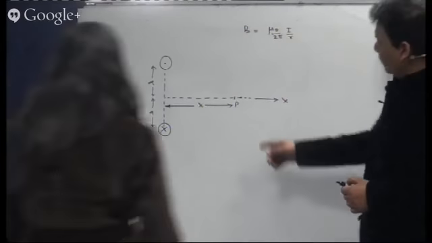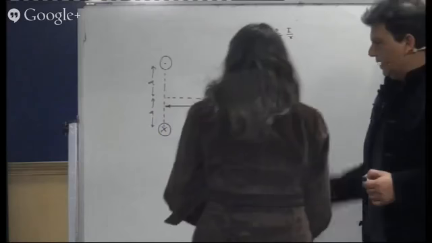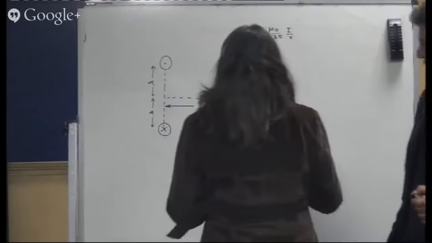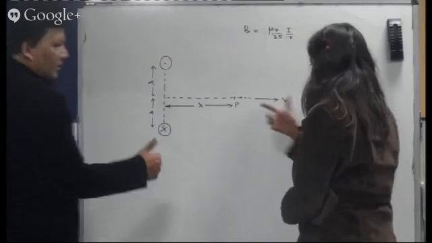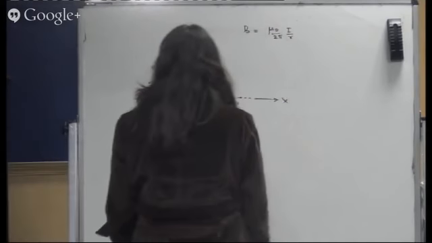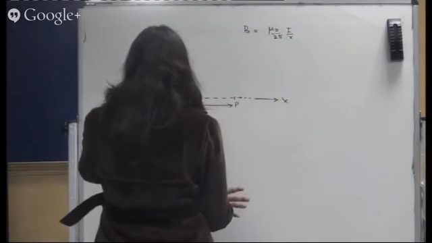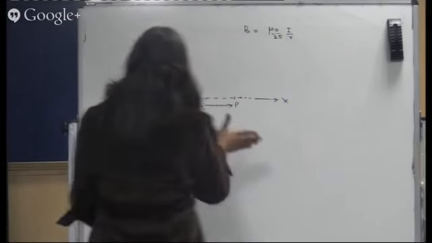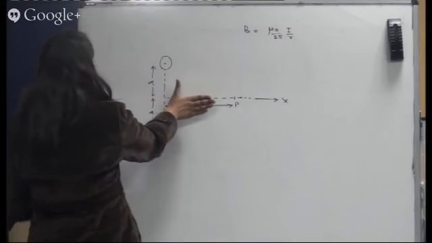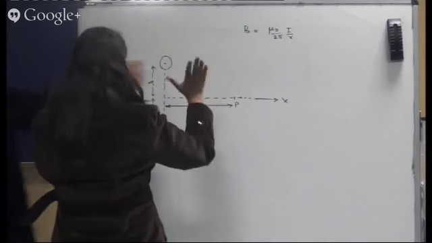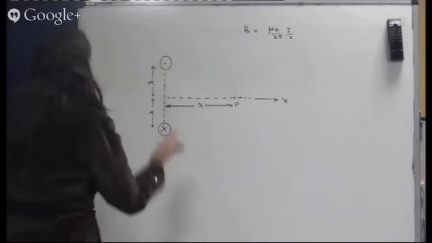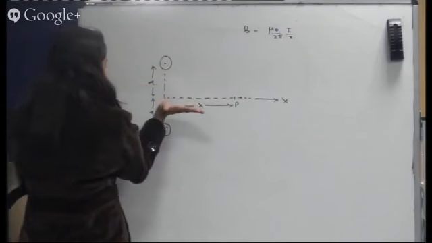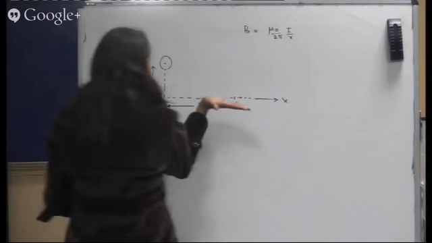Point P. Where do we have to find B? Take out your right hand. Where would your thumb go? Bring the thumb close to the conductor. Where is the current going? Current is coming out. Very good. So it will be upwards.